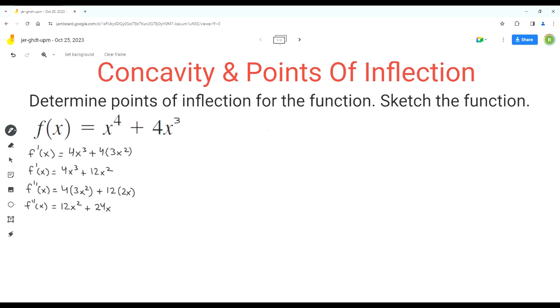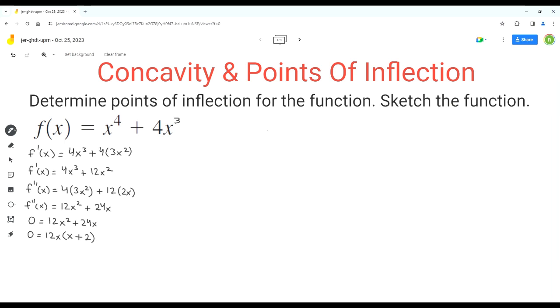Now to find the points of inflection, we should set the second derivative equal to 0 and solve for x. So we'll sub in 0 on the left side. Now we can solve this equation. So we can start by doing common factoring on the right side. We can factor out 12x. So we get x plus 2.